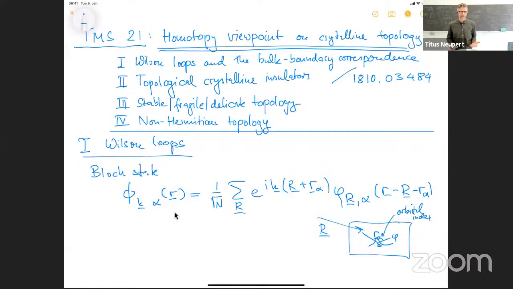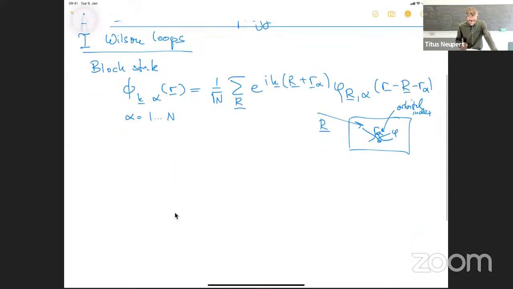And that r alpha is often neglected, but it's important if you want to compute transport properties. So it is sometimes important to keep in mind this little spatial resolution within the unit cell. And that alpha, for the purpose of our talk, is running over n different orbitals that we have in every unit cell.